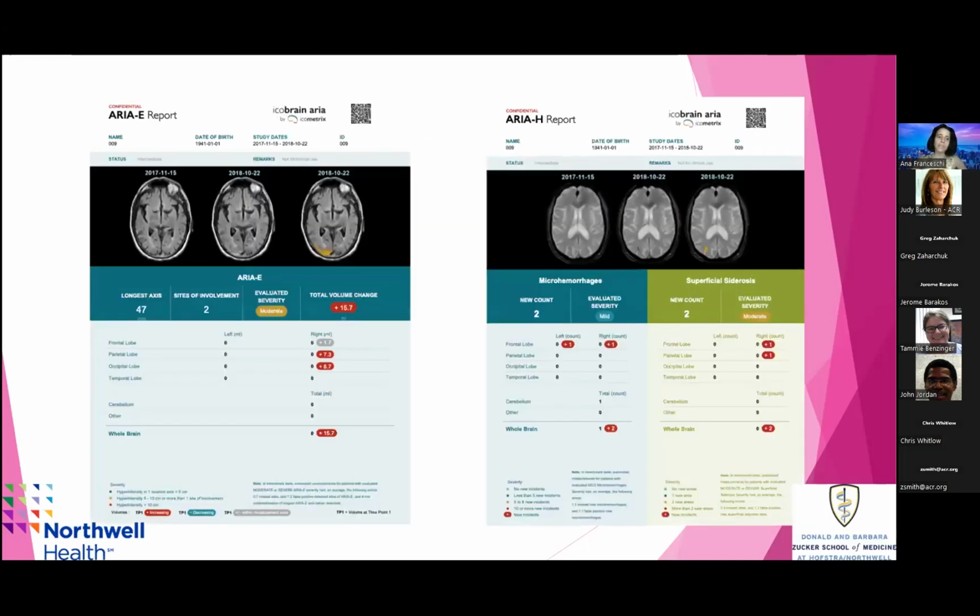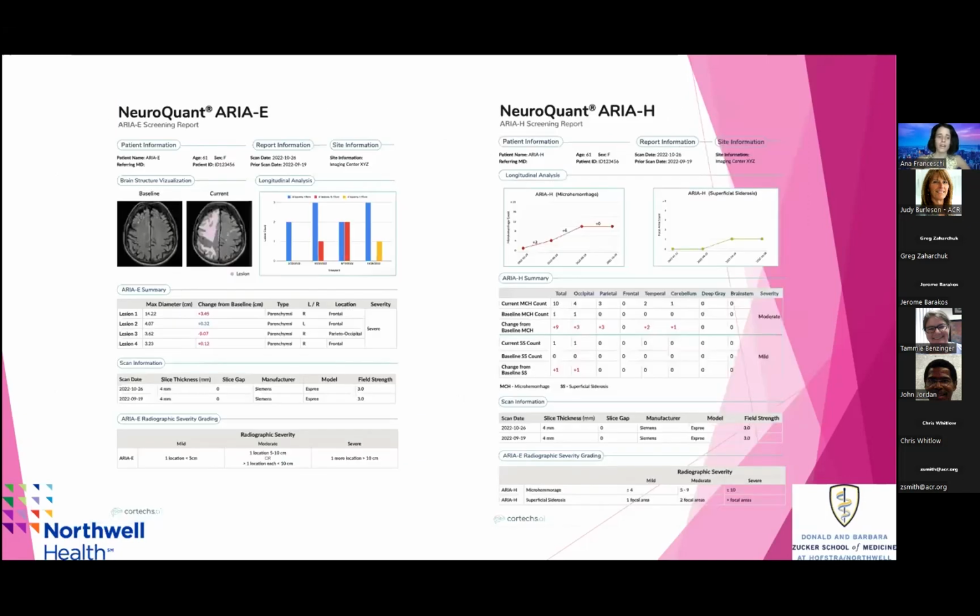Here's an example of Echometrics' product. On the left-hand side is the ARIA-E report. On the right-hand side, you see the ARIA-H. And again, they give you sites of involvement for ARIA-E. They grade severity, and they give you the change in volume. Meanwhile, for ARIA-H, they give you the count of interval microhemorrhages and/or superficial siderosis and evaluate severity.